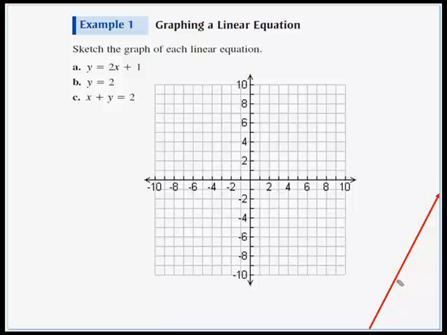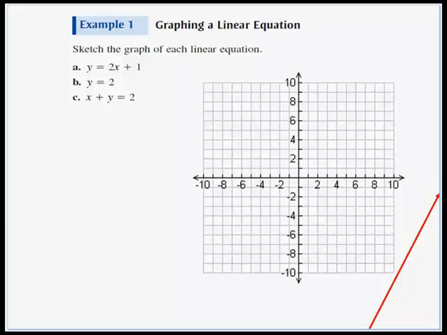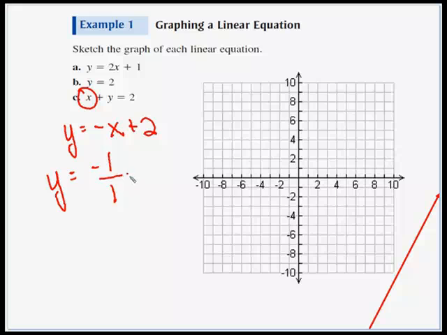Okay, the third one, it's not ready to graph right away. X plus y equals 2. We want to put it in slope-intercept form. So I'm going to subtract x from each side. Y equals negative x plus 2. And remember, there is an implied 1 there in front of that x, so we could write it as negative 1 over 1 x plus 2. So the y-intercept again is positive 2.